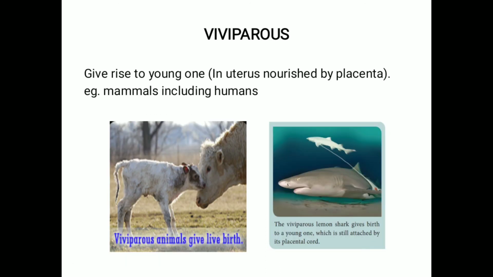Viviparous animals give rise to young ones in the uterus nourished by the placenta. Example: mammals including human beings come under viviparous. Here the first picture shows a viviparous animal, and the next picture shows the viviparous lemon shark. It gives birth to young ones, but they are still attached by the placental cord.